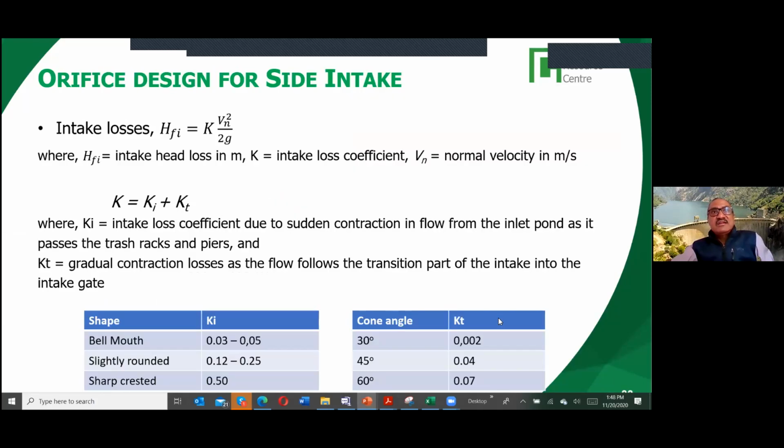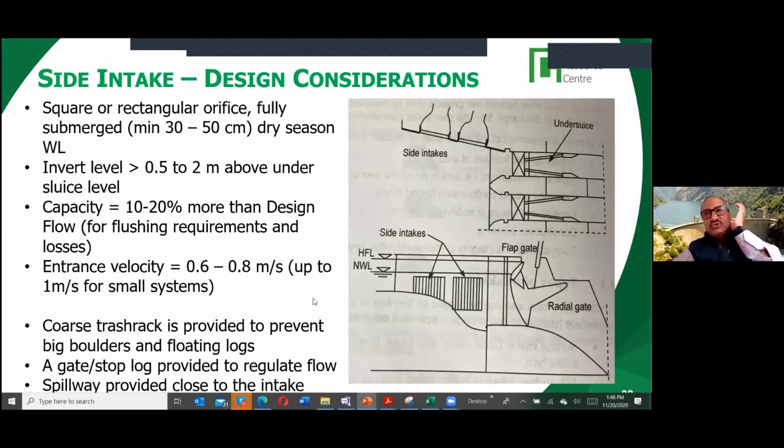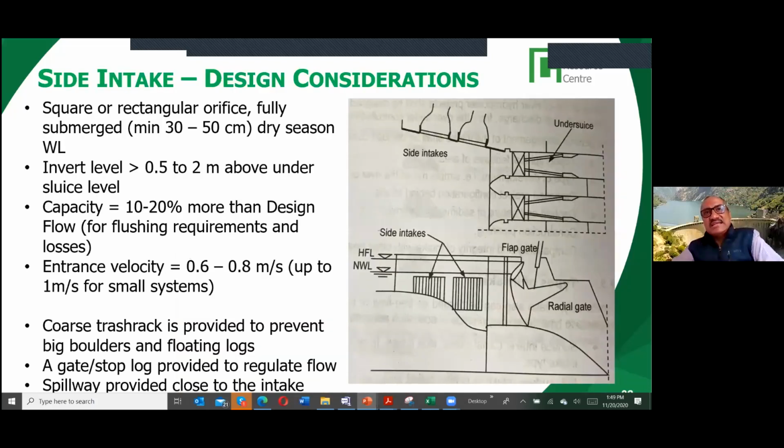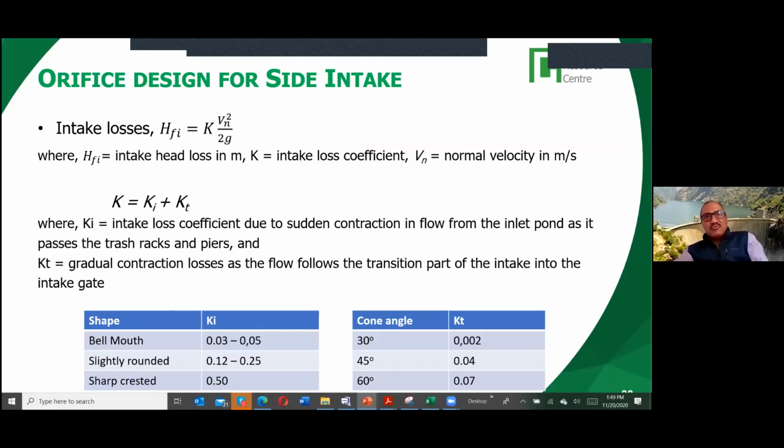And similarly, of course, we will do some practice in the exercise during the feasibility study, maybe in December or January. We will have exercises of real projects where we will do a study and analysis exercise on design of weir and side intakes and other components of hydropower projects.